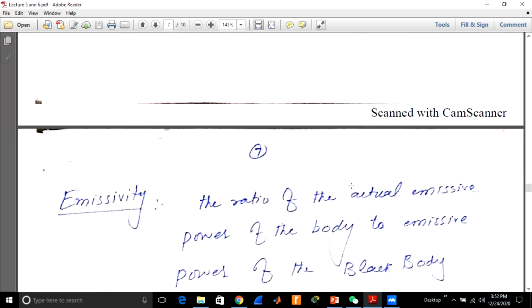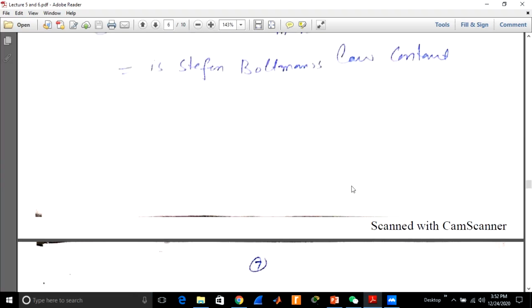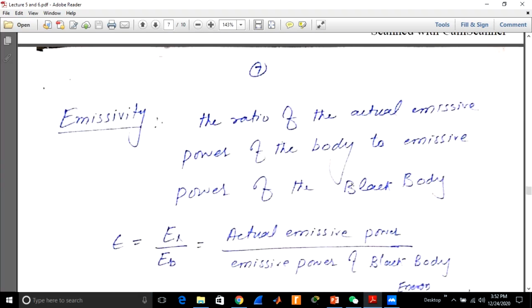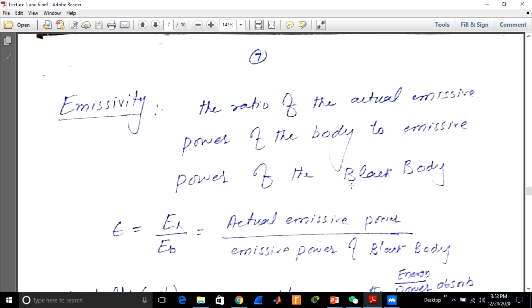So let's start some definitions from the radiation point of view. When a body radiates, some portion will be reflected back and some will be transmitted. So for this, we will study three terms. What is meant by emissivity?